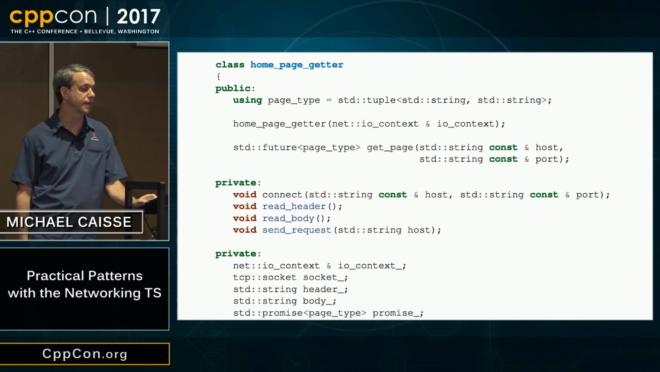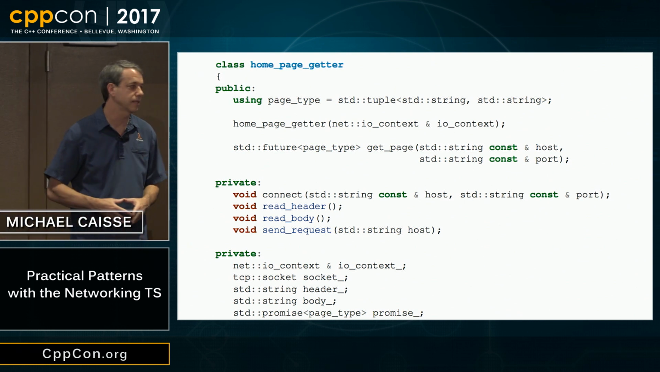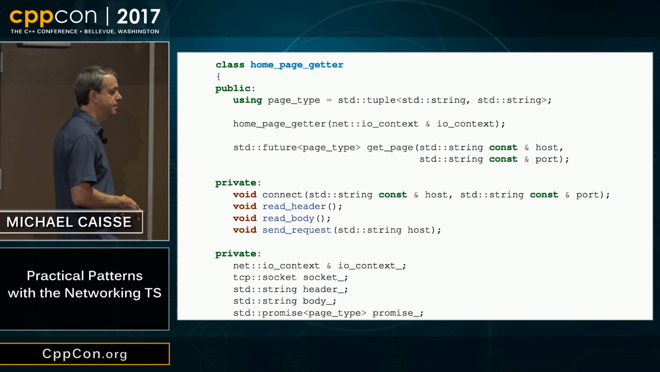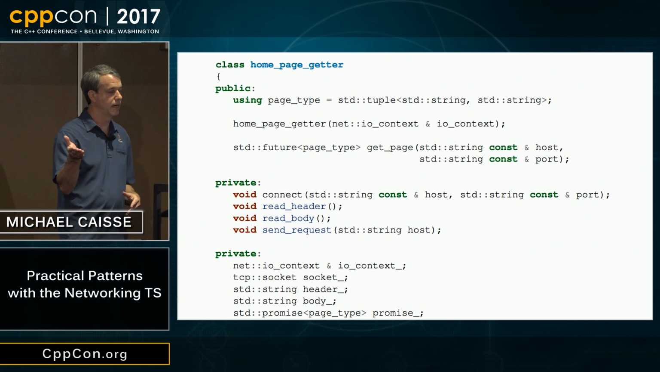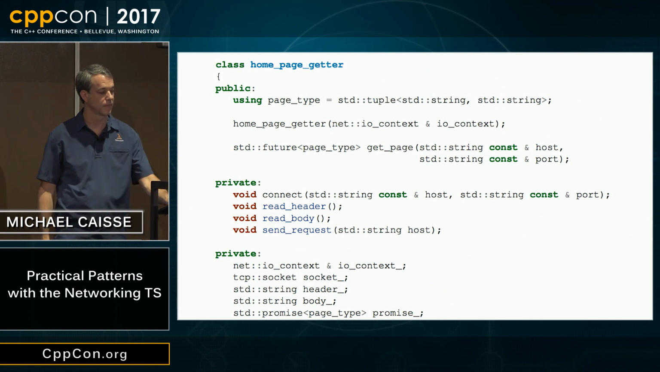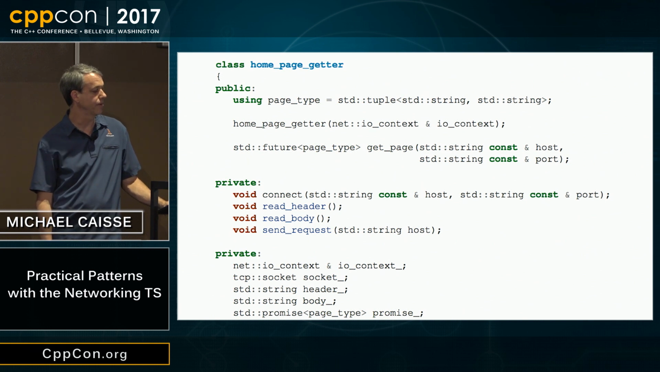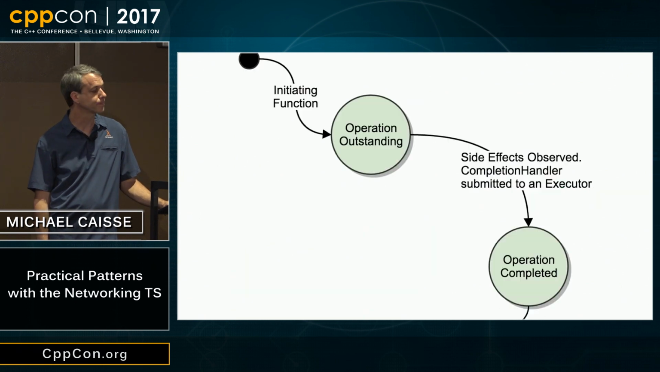So what does it look like underneath? In this case, this is a class, and this class has a few things. It has this get page, but privately it has a connect method, read header, read body, and send request. It has a few other things, a reference to the IO context. It's going to contain the socket, the header, the body, and then the promise that is being fulfilled later.